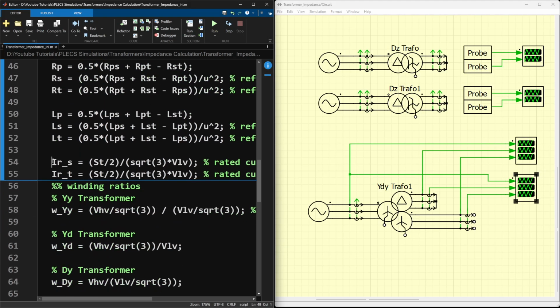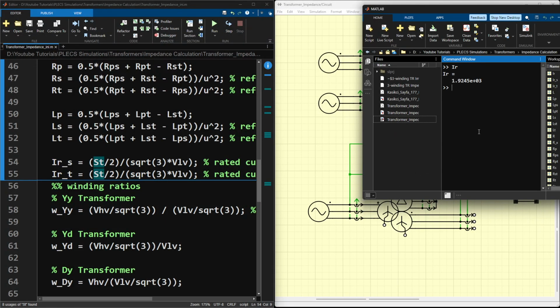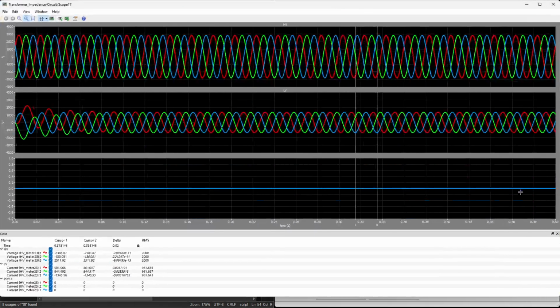So to calculate the rated current of the secondary, this is how we calculate it. If you remember, the power is divided, so this is S divided by 2 divided by square root of 3 times the voltage. So IRS is the secondary side rated current, and IRT is the tertiary side rated current. And if we check the values of the rated current of the secondary side, which is 962.25 amperes, this is what we see here as well. You see the secondary current, which is the second curve here, is 961.63, so almost the same.